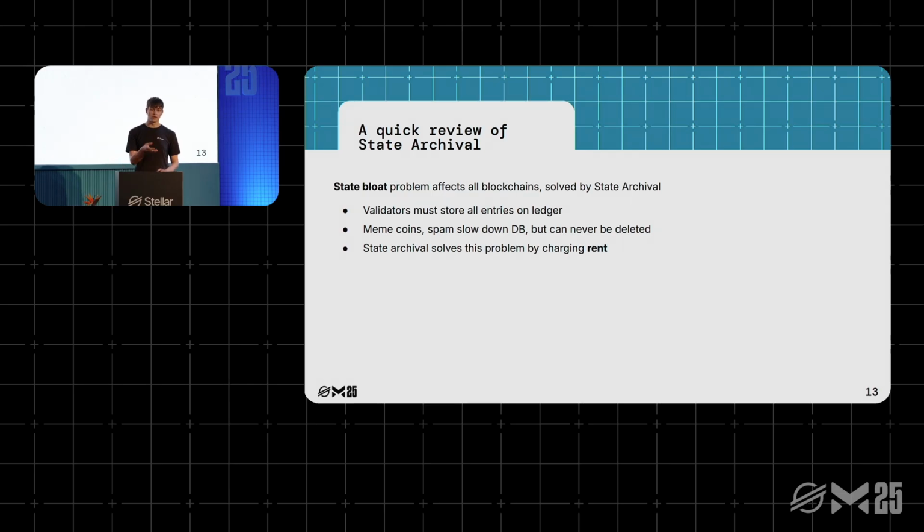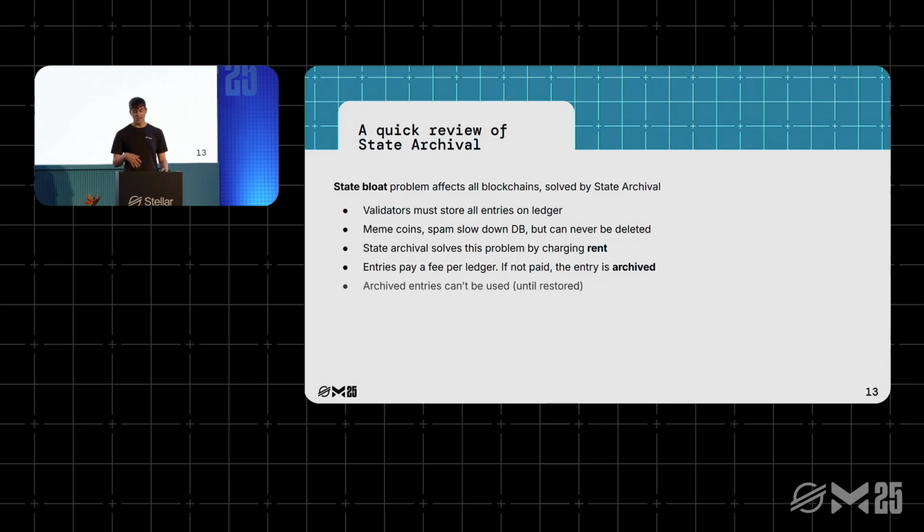State archival solves this by charging rent. Essentially, instead of paying a one-time fee, every single entry must pay a recurring fee in the form of rent to stay live on the network. If an entry is not paying its rent, it becomes archived, and archived entries cannot be used by any transactions. But even if an entry is archived, nothing is actually gone. It can always be restored and used again.